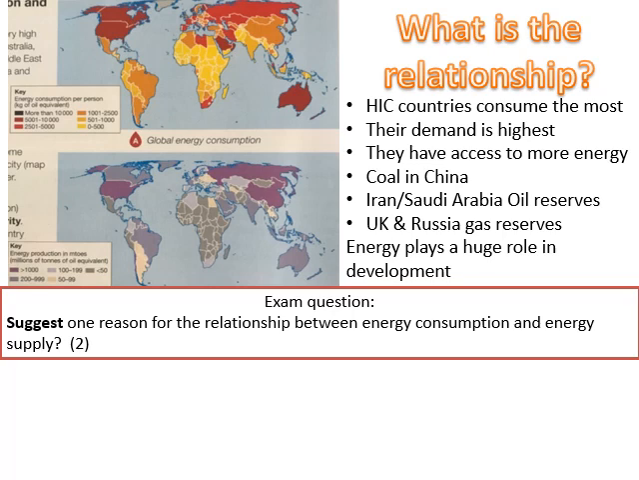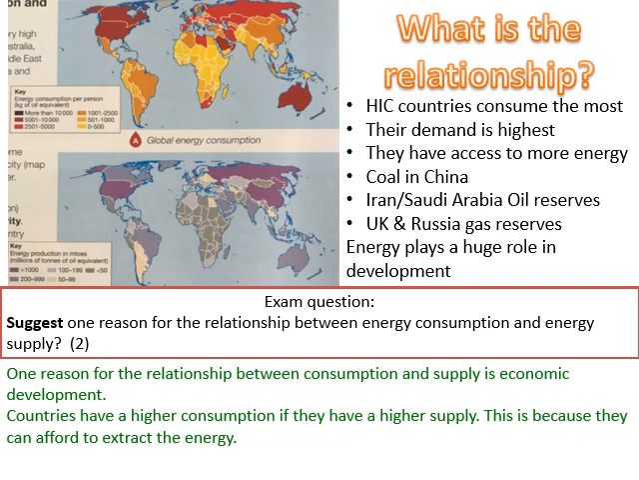Okay, and let's have a look at an answer here. If you'd like, you can pause and green pen your answer. It says one reason for the relationship between consumption and supply is economic development. Countries have a higher consumption if they have higher supply. This is because they can afford to extract the energy. It's that last part that's so important. You may not need that first sentence, but certainly the second part is important.